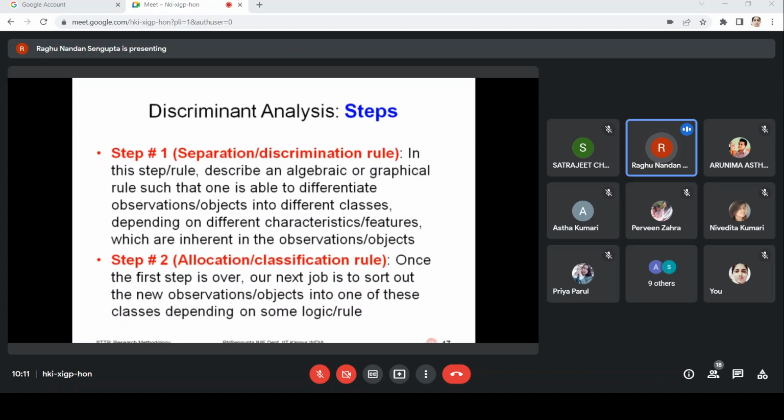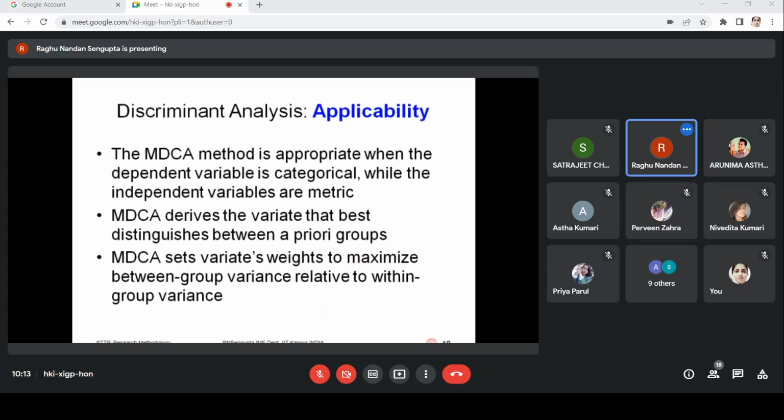This method of discriminant analysis derives the variate that best distinguishes between the prior groups. Prior groups means the groups you have already had. So you want to check a set of characteristics or one characteristic based on which you are sure that your differentiation would be of the maximum value. What I mean by maximum value and why I am saying that, I'll come to that very soon.